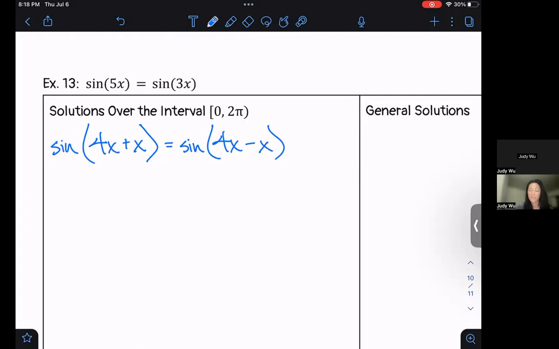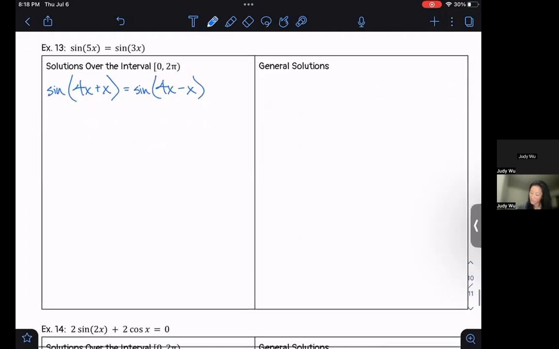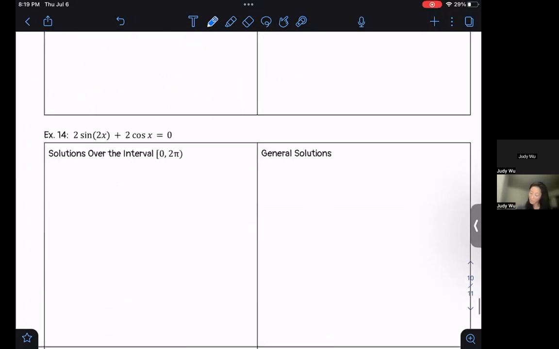Okay. That, my friends, is the hint for number 13. These two should look like some identity that we've learned. And I'd love to see you take a stab at this one. All right, so extra credit. All right. Last one here.